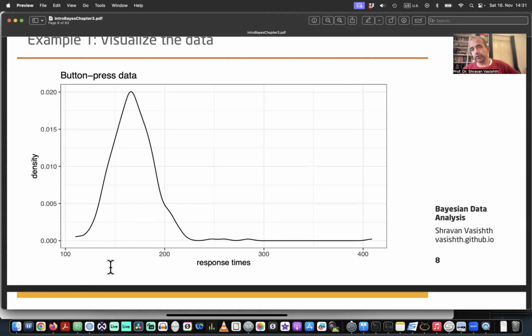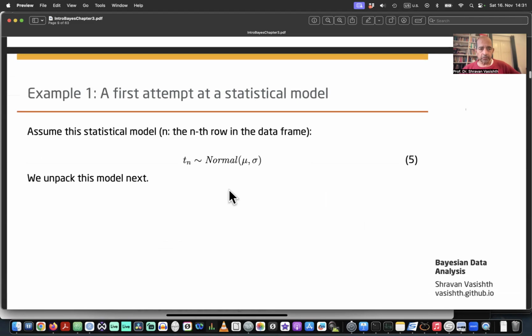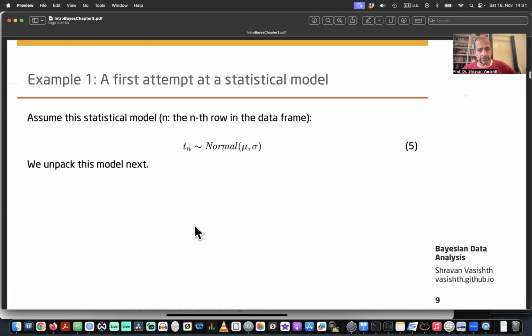So eventually, when we properly start modeling this kind of data, we are going to use an appropriate likelihood function. But for now, we're going to work with the normal likelihood, which is completely unrealistic, but doesn't matter for now. Okay? For starters, it's okay. So we're going to assume a normal likelihood that's producing these data. And so let's unpack this model.